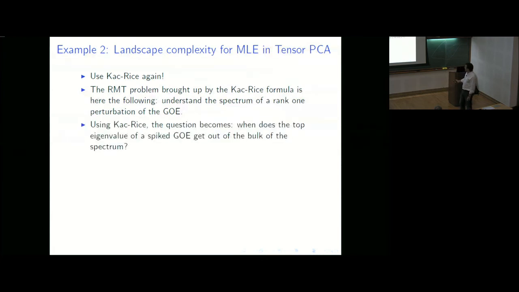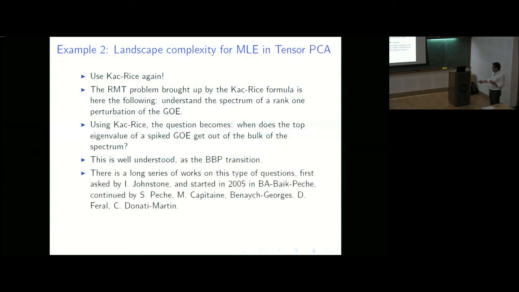So the question now is, when does the top eigenvalue of a spiked GOE, a rank 1 perturbation of a GOE, get out of the bulk of the spectrum? We all know that the spectrum of a Gaussian orthogonal ensemble is a semicircle. Now you take a Gaussian orthogonal ensemble and add to it a rank 1 thing. Will this create an eigenvalue outside of this circle or not? That's the real question behind all this. It's this transition that creates the transition I'm describing over there, where this thing is going up. So this is well understood. It's called the BBP transition.